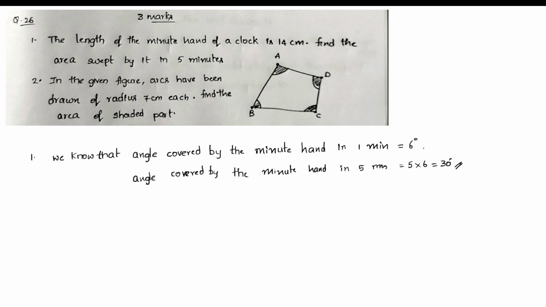Now we need to find area covered. The area covered by the minute hand is nothing but equivalent to the area of sector. For example, if this is a minute hand, it moves from here to here. That means this is the area we need to find, and this is in the shape of a sector. So the area of a sector is nothing but the area swept by the minute hand.